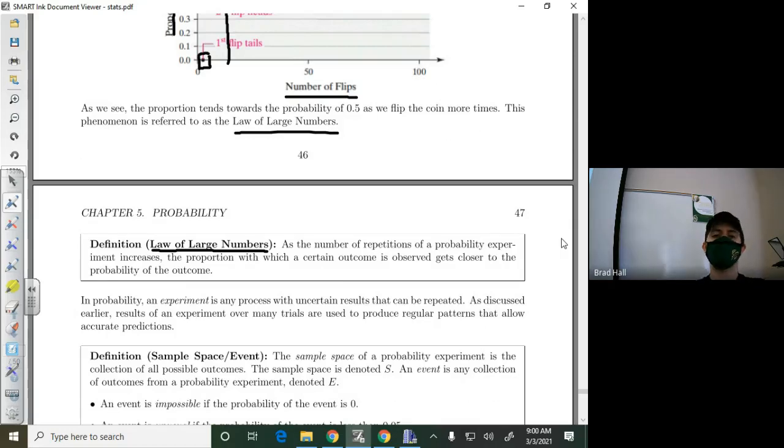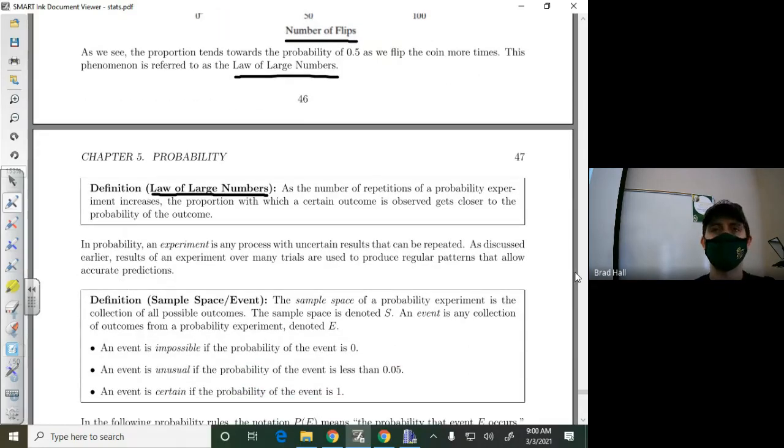So this is all, again, all conceptual based so far. And this all has an interpretation that's going to be exhibited in the following examples. So this is all leading up to something. Well, first, an experiment is any process with uncertain results that can be repeated. So experiments are done all the time. But basically it's any study.